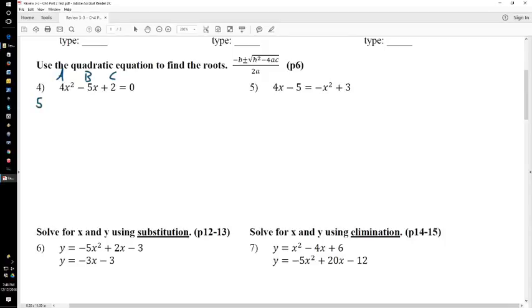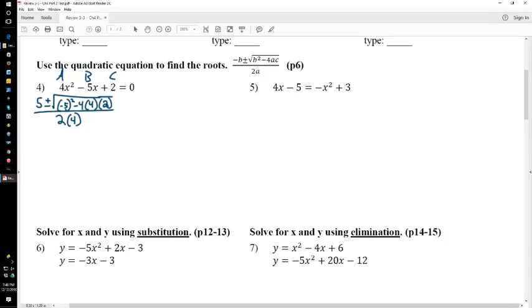Positive 5 plus or minus the square root of b squared, so that's negative 5 squared. You can write it like that, or if you want to just go ahead and square it and write 25, that's fine too. Minus 4 times your a value, which is 4, times your c value, which is 2, all over 2a, so 2 times 4. And if you want to write 8 down there instead of 2 times 4, that's fine as well. Just making sure everyone's tracking with me.